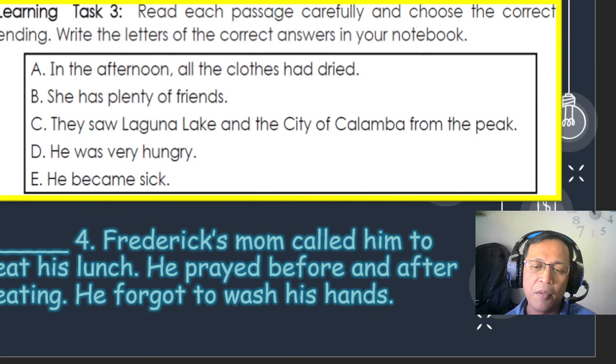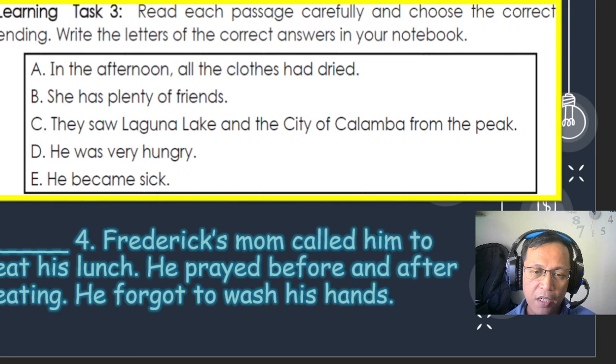Is it letter A, in the afternoon all of the clothes had dried? Letter B, she has plenty of friends. Letter C, they saw Laguna Lake and the city of Calamba from the peak. Letter D, he was very hungry. And letter E, he became sick.